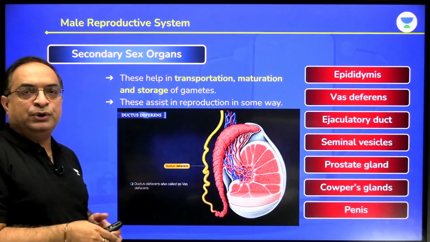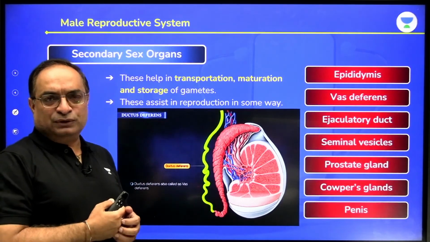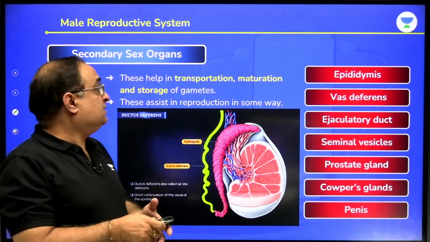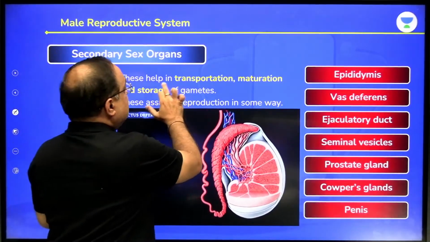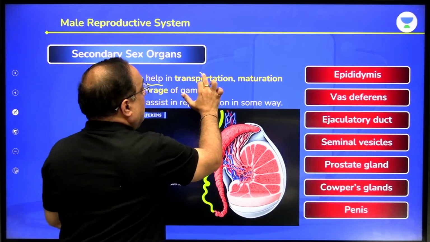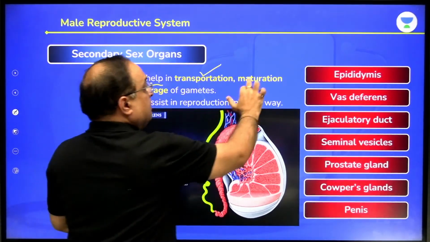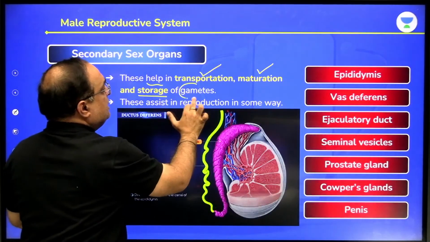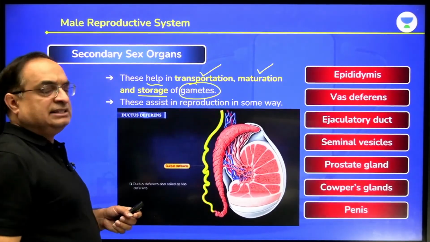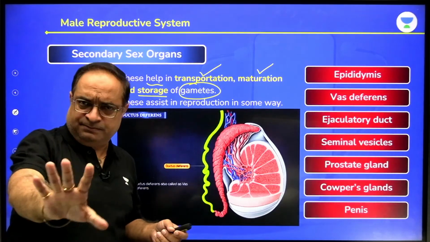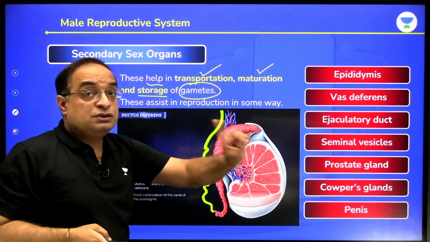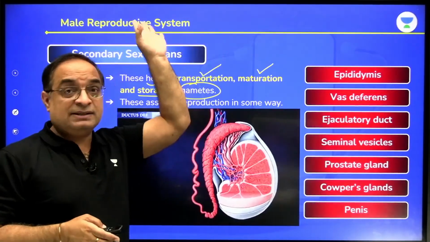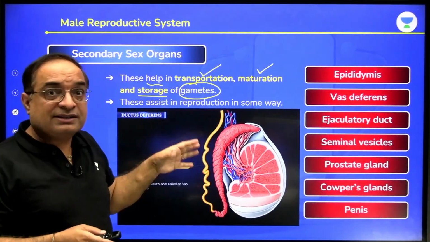See this beautiful slide. What is the function of secondary sex organs? These help in transportation, maturation and storage of gametes. Gametes are the sex cells. Male gametes are sperms. So the function is not production of gametes. Production of gametes is for primary sex organs. Their function is something different.